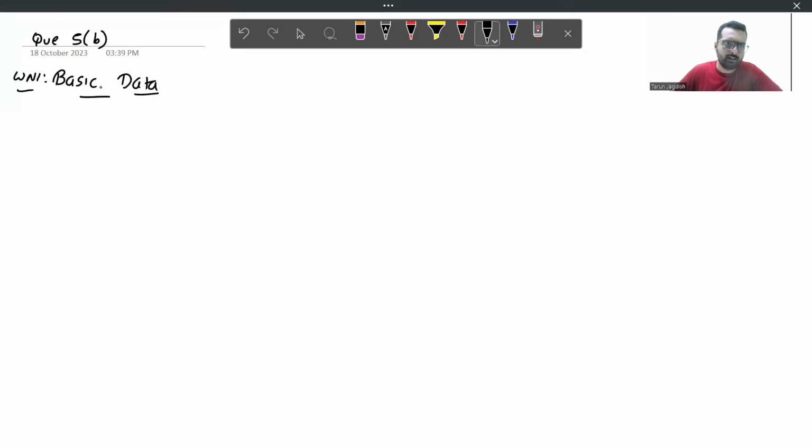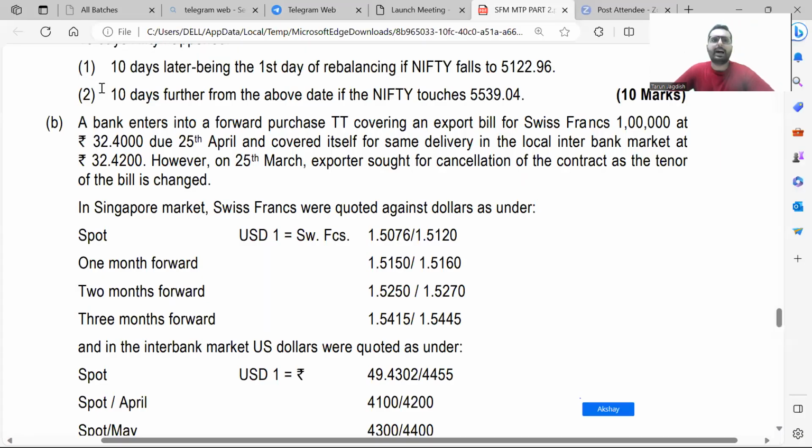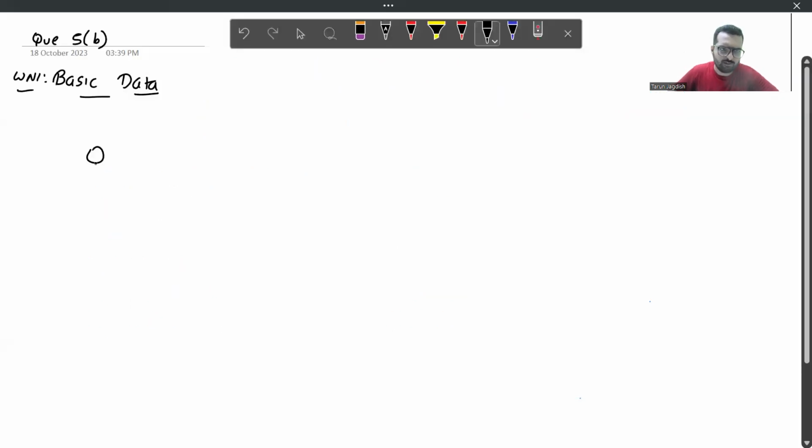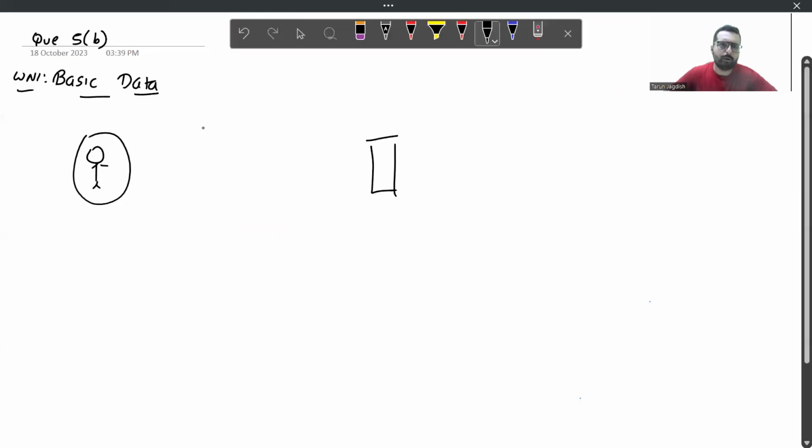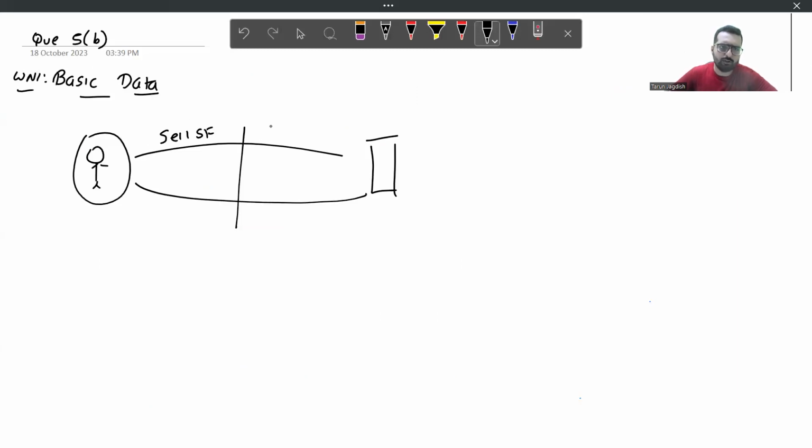Working note number 1. Basic data. A bank enters into a forward purchase TT covering an export bill for Swiss franc 1 lakh at 32.40. So let us draw and understand this diagram. Customer, here you have the bank. So bank is entering into a forward purchase contract for an export bill, because when it's an export, the customer is going to sell Swiss franc. In return, the bank is going to buy Swiss franc.